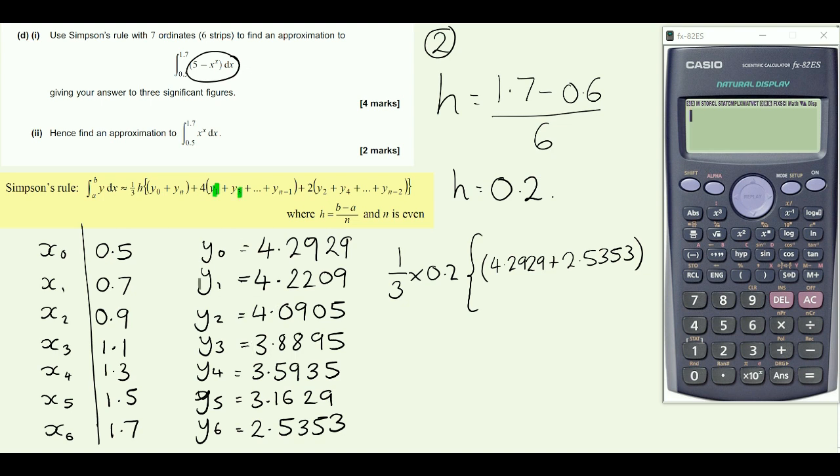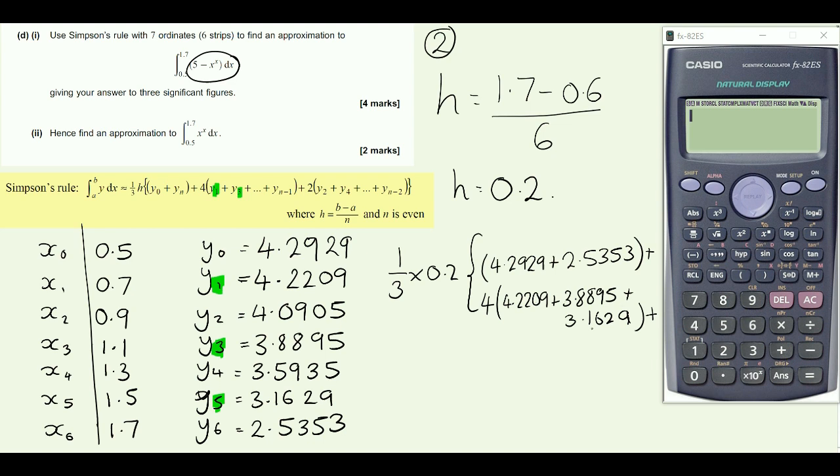We're then adding 4 lots of all of the even numbered y ordinates. So it's going to be this one, and this one. Okay, so 4 lots of the evens. So we're going to then have plus 4 lots of 4.2209, 3.8895, and 3.1629. Now, obviously, in your exam, you might be thinking, oh, I'm time pressured. I want to not write all this down.